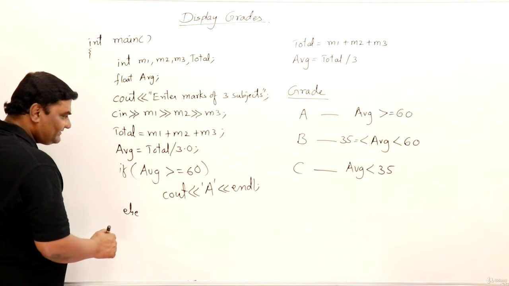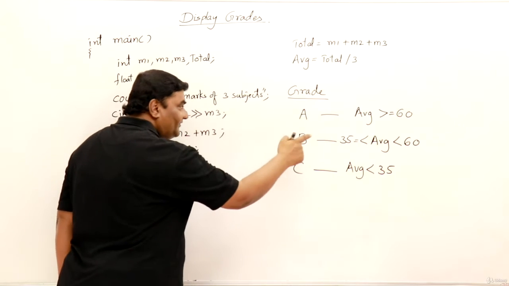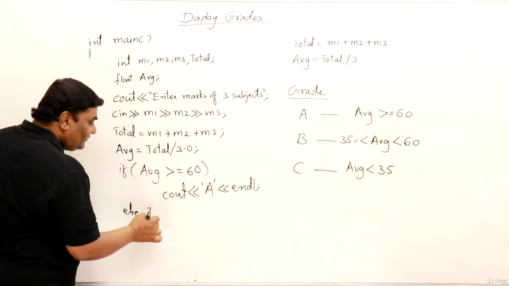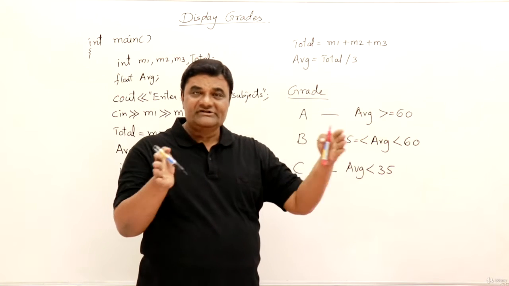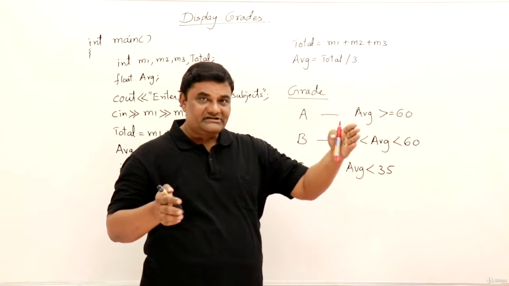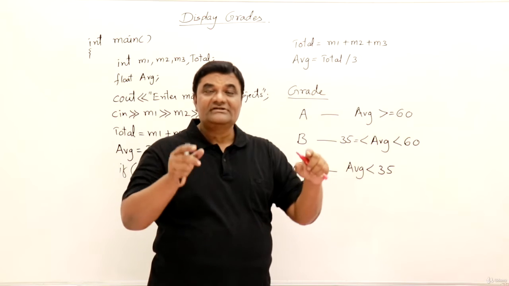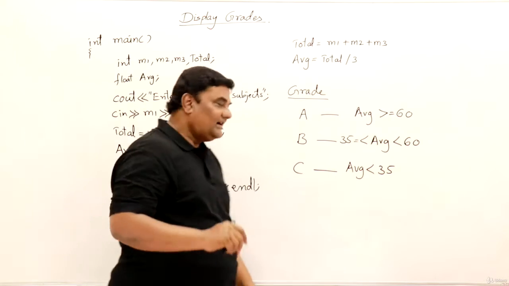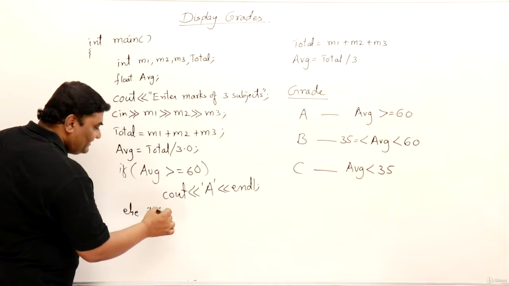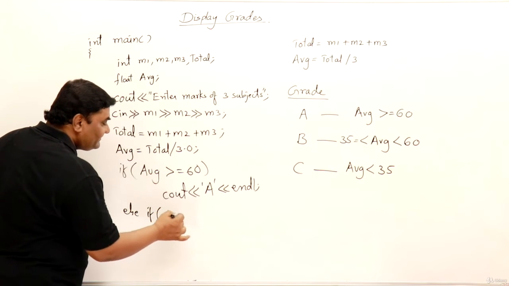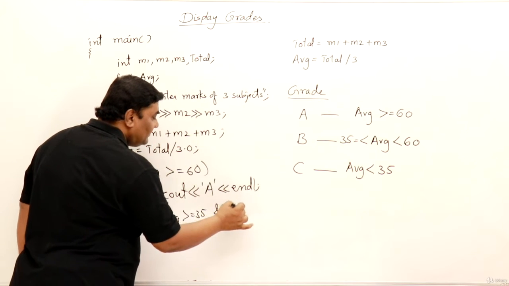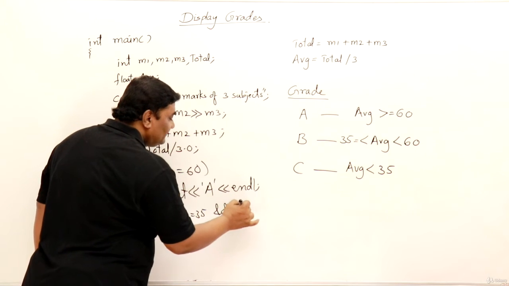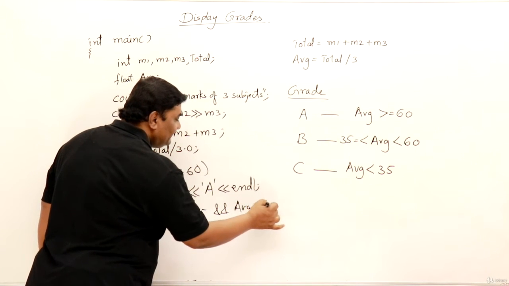So just I'll write else. Else again, if one more condition is there. Now remember, this is within range 35 to 60. From 35 to 60, between means you have to take and. So I have to write 2 conditions. Average is greater than or equal to 35 and average is less than 60.